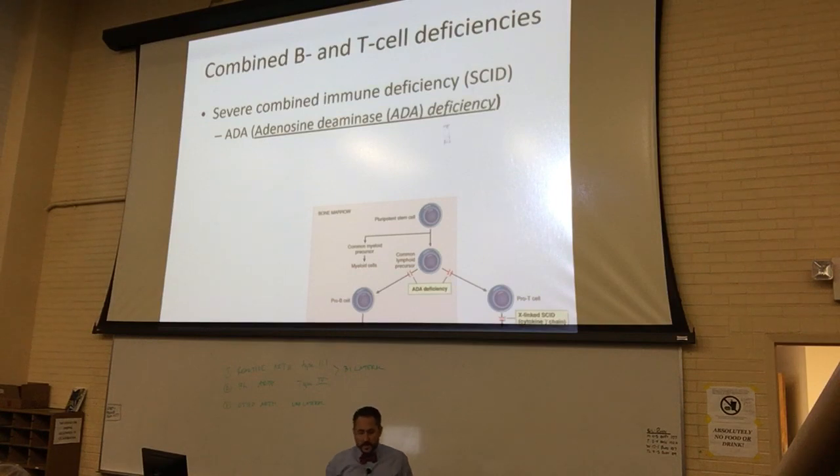These individuals can only battle with the first line and second line of defense. So they have barriers and they have inflammation, but that's it. It's very difficult to exist in the world without functional B or T cells, having an ADA deficiency. Most of these individuals are hospitalized chronically, and they have to be contained in an environment.